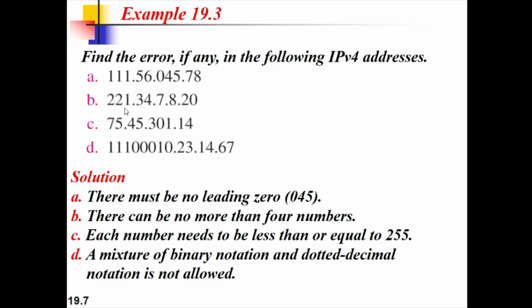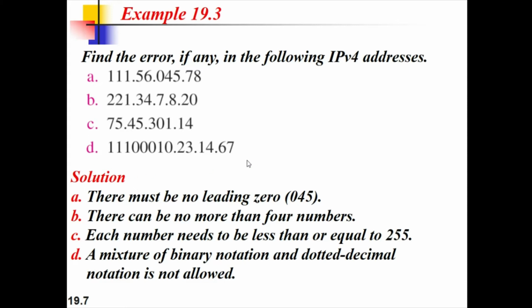Next, for B, we have 221.34.7.8.20. What is the error here? 1, 2, 3, 4, 5. It has more than 4 numbers. There should be only 4 parts separated by dots. For C, we have 75.45.301.14. The error is at this point, because 301 is bigger than 255. The maximum number is only 255.